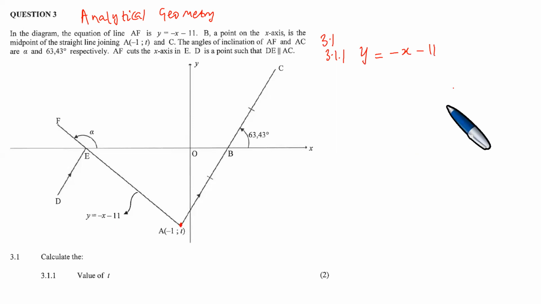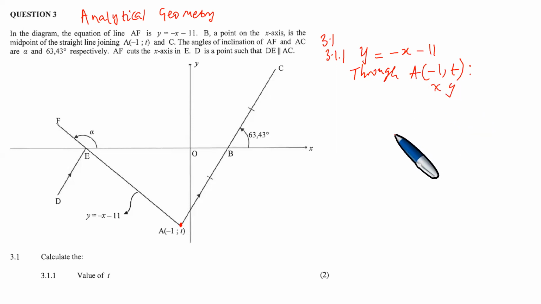In other words, this line passes through the point A with the coordinates minus 1, t. The coordinates are the x and y coordinates. So we substitute into the equation and we get t equals minus, the x is minus 1, minus 11, which means t is 1 minus 11, which is exactly minus 10.